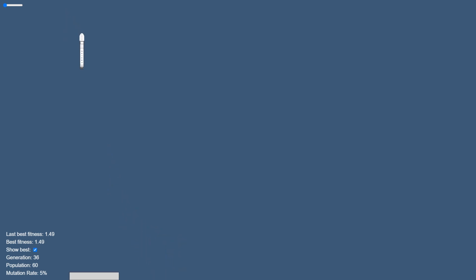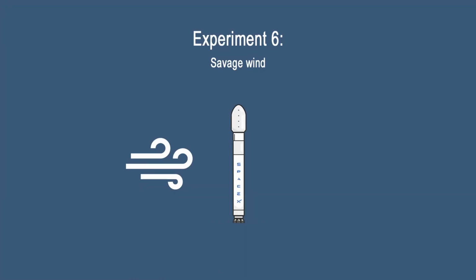For this test I actually upped the population size, which with that extra variation in there just managed to work it out a lot faster than the other scenarios. For the final experiment I'm going to add some savage wind and see if the rocket can use its thrusters to slow itself down to make a landing.